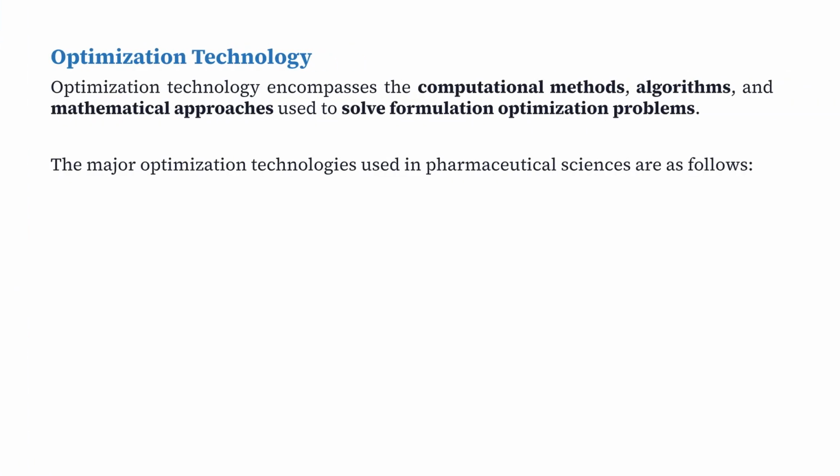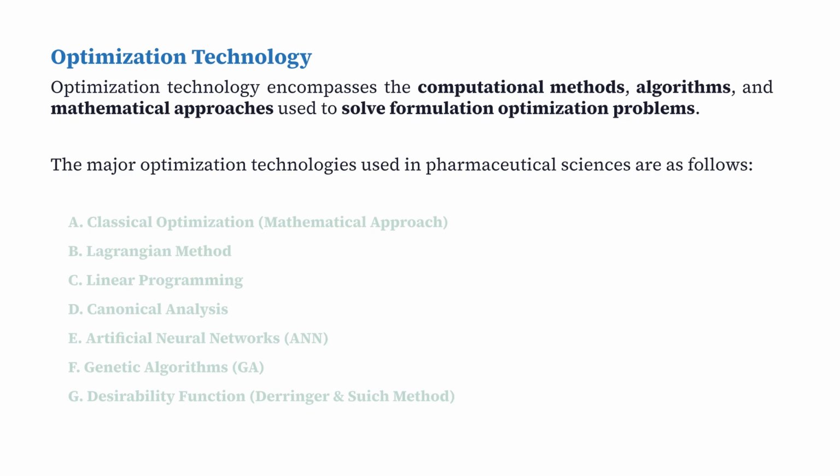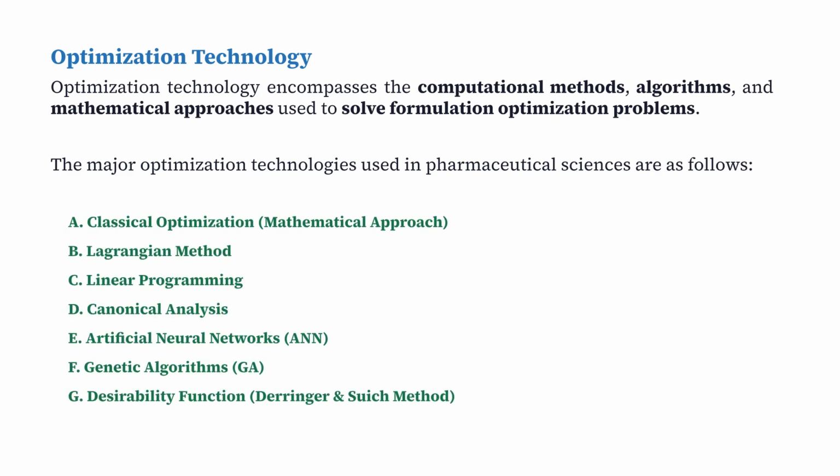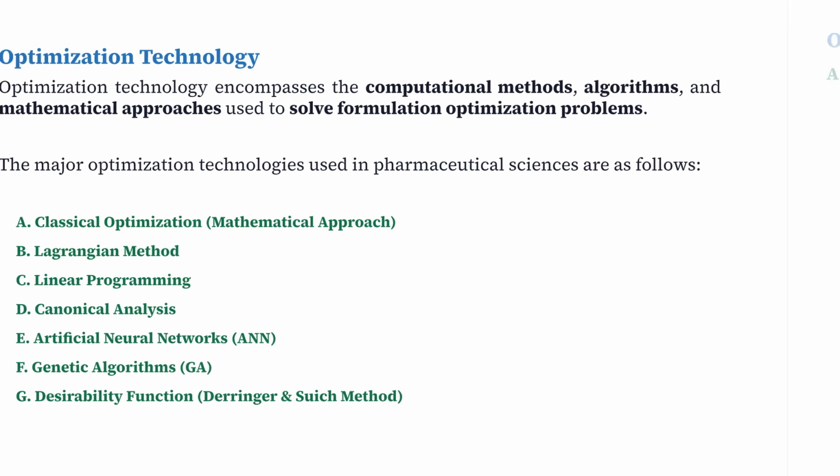Optimization technology uses computational methods, algorithms, and mathematical approaches to solve formulation optimization problems. Major technologies include classical optimization, Lagrangian method, linear programming, canonical analysis, artificial neural networks, genetic algorithms, and the desirability function.